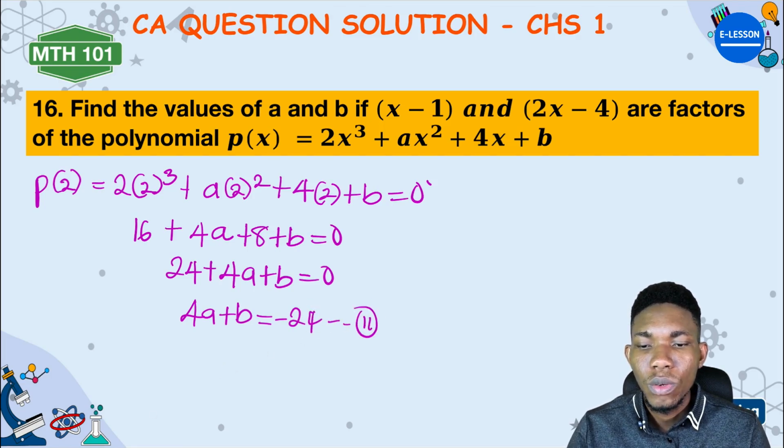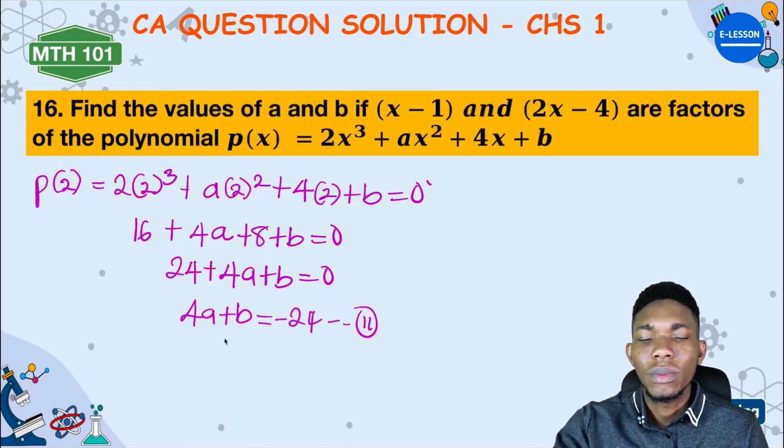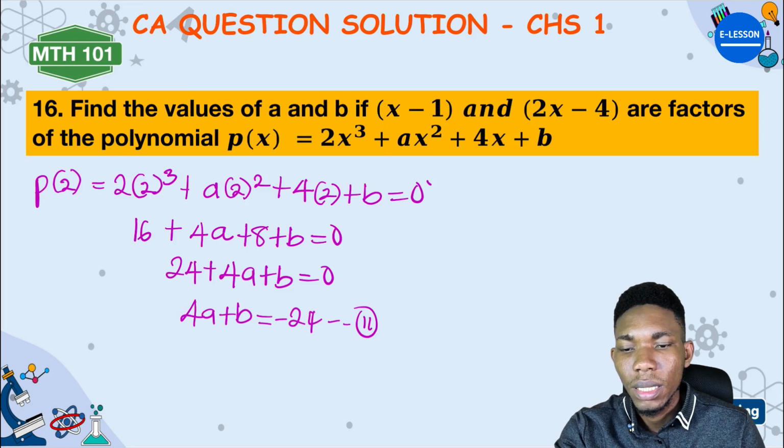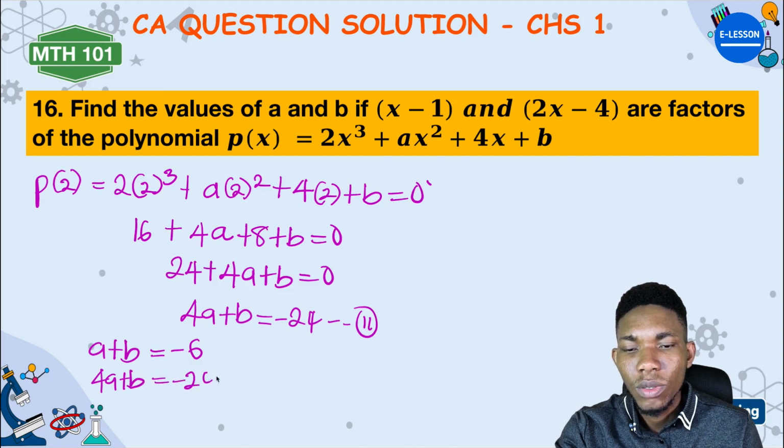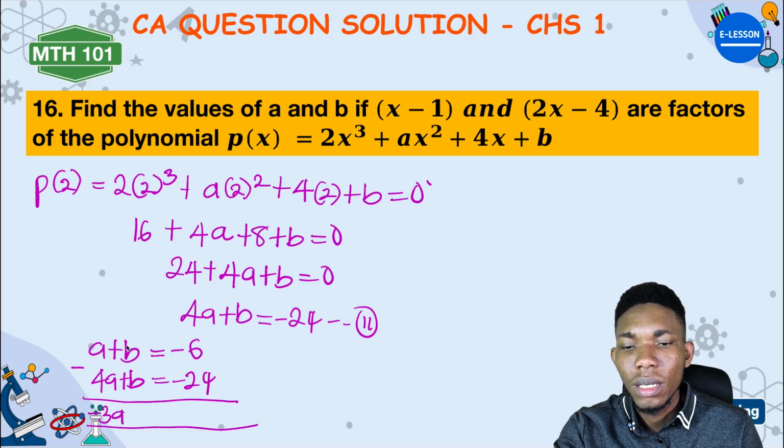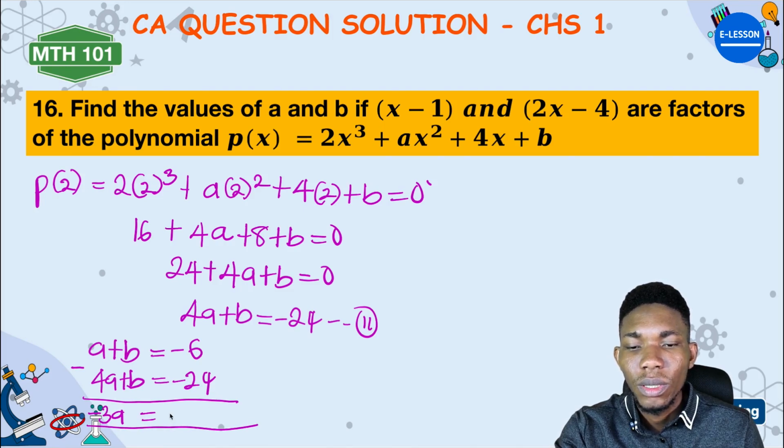Equation 2. So we have two equations now. One of the equations is a plus b is minus 6. The other equation is 4a plus b is minus 24. Subtract this from this. What would that give us? A minus 4a is what? Minus 3a. B minus b is what? 0. Is equal to minus 6 minus minus 24. That will give us what? Minus 6 plus 24, which is 18. So minus 3a is equal to 18.